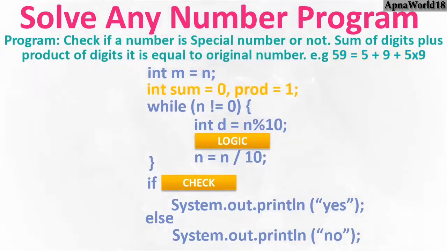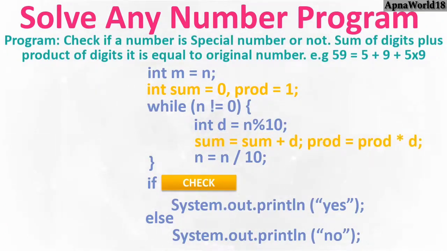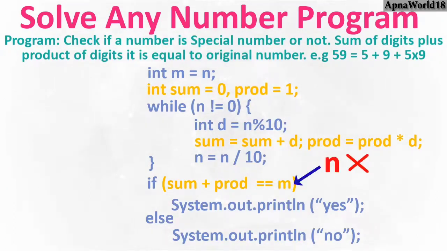In initialization, we will initialize the two numbers, sum equal to 0 and product equal to 1. Now in logic, we have to calculate the sum of digits and product of digits, so we will do that. Now in check, you have to find sum plus product and compare it with the original number. Here make sure you never use n for comparison, as you know it is 0 after the loop. So always use m when we compare with the original number. This is the program for special number.